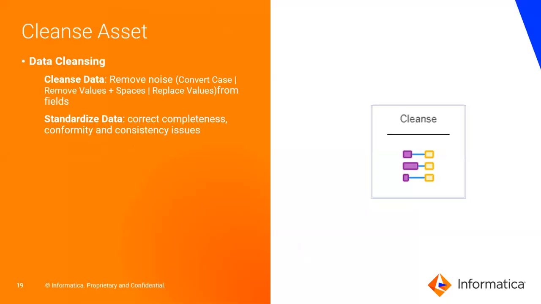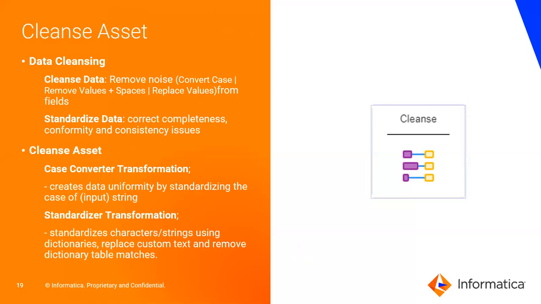So the cleanse asset is for standardizing the data, making sure that we have complete data, consistent data, and also to make sure that we have noise removed. If we want to replace certain values, or remove custom values or values from dictionaries, we could do that. So this cleansing option is also possible.